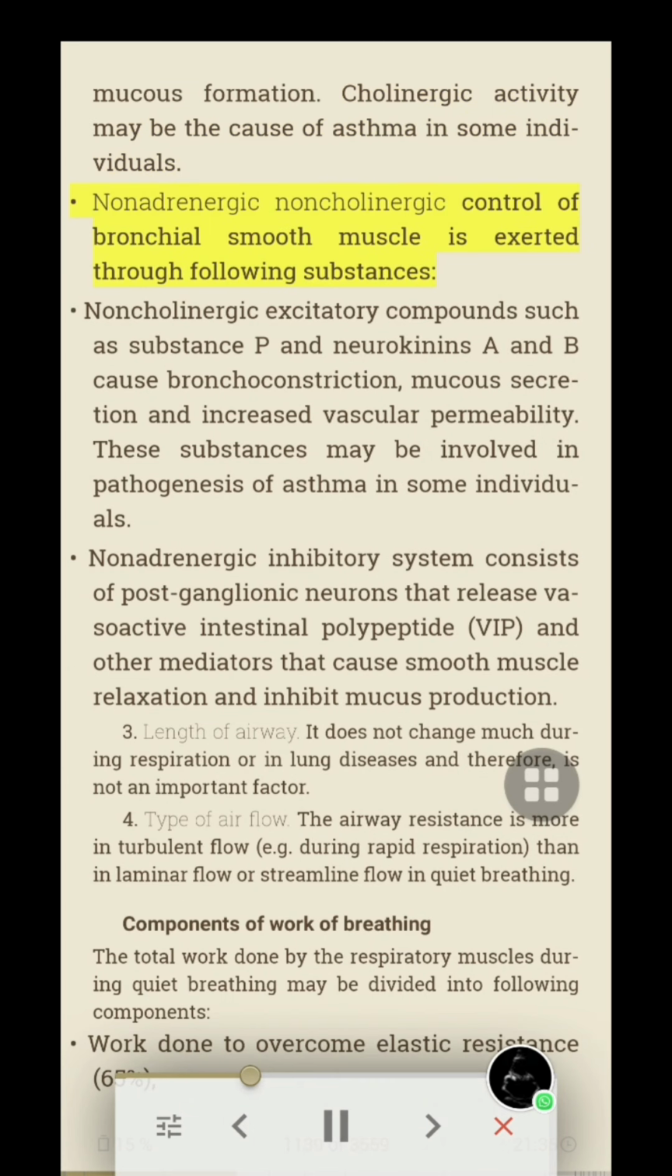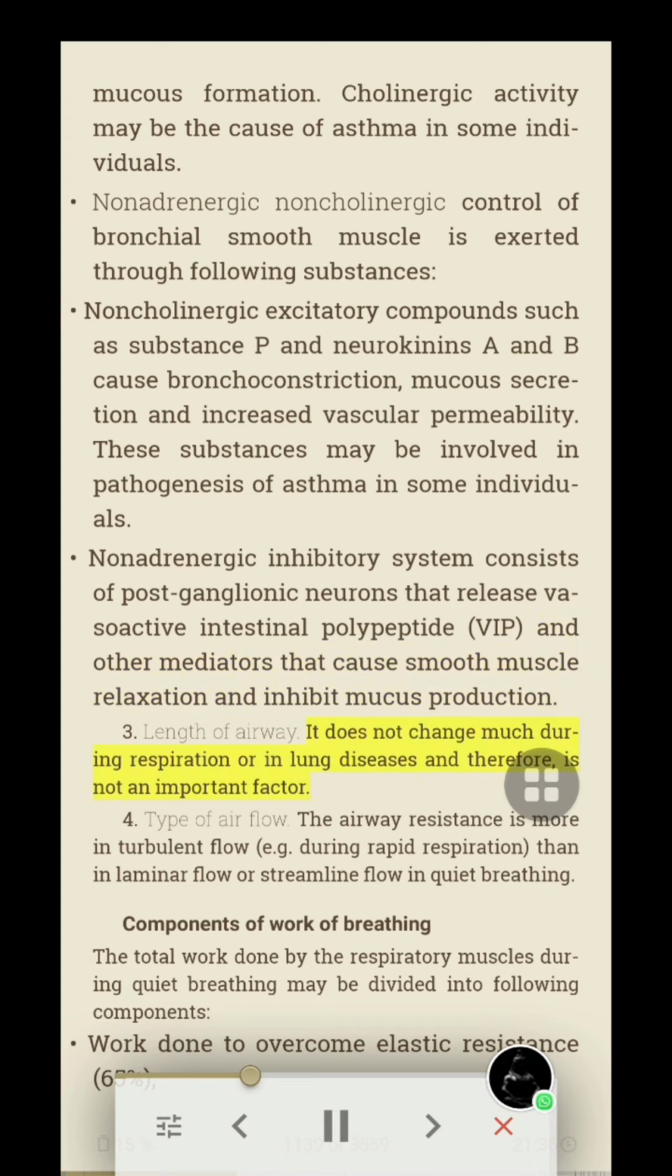Non-adrenergic non-cholinergic control of bronchial smooth muscle is exerted through the following substances. Non-cholinergic excitatory compounds such as substance P and neurokinins A and B cause bronchoconstriction, mucus secretion and increased vascular permeability. These substances may be involved in pathogenesis of asthma in some individuals. The non-adrenergic inhibitory system consists of postganglionic neurons that release vasoactive intestinal polypeptide, VIP, and other mediators that cause smooth muscle relaxation and inhibit mucus production.